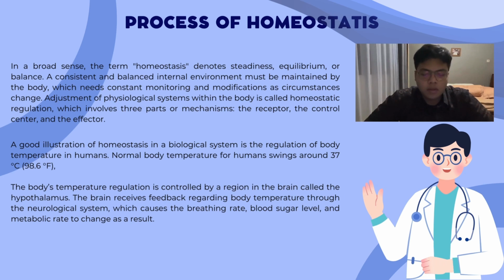A good illustration of homeostasis in a biological system is the regulation of body temperature in humans. Normal body temperature for humans swings around 37 degrees Celsius. The body temperature regulation is controlled by a region in the brain called the hypothalamus. The brain receives feedback regarding body temperature through the neurological system, which causes the breathing rate, blood sugar level, and metabolic rate to change as a result.